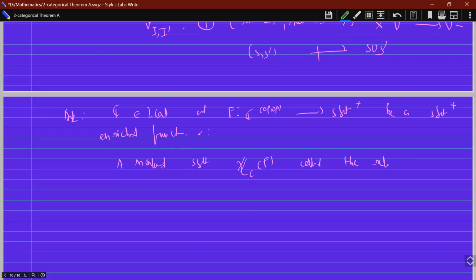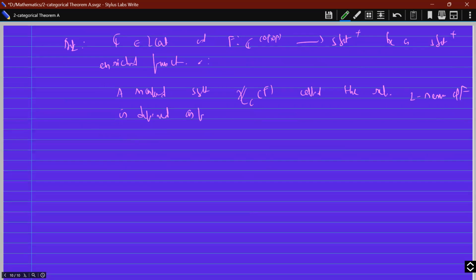Called the relative nerve. Now the relative nerve of f is defined as follows. An n-simplex consists of, so this is our version. This is our definition of a relative 2-nerve now, but we'll be using a different one. This is the standard construction that we have. So we'll see an alternate version in the next section.